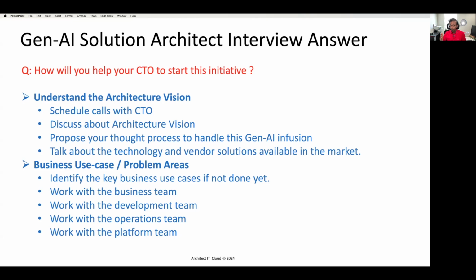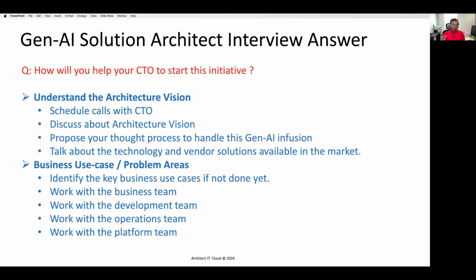Suppose if your development team doesn't have the right skill, make sure that you identify the skill gap and fill the skill gap with the help of other teams like CTO and other executive directors, and make sure that your development team is fully equipped for implementing this project.